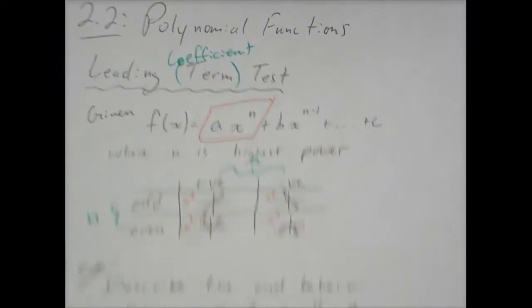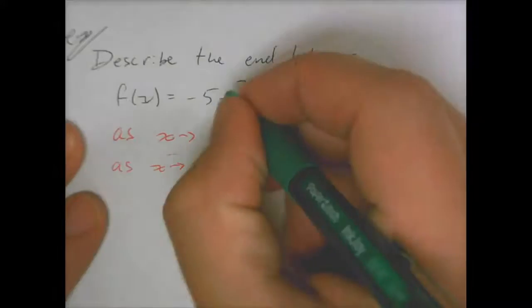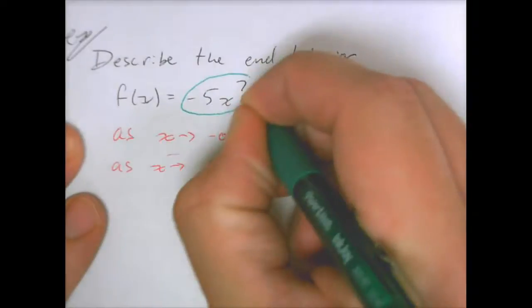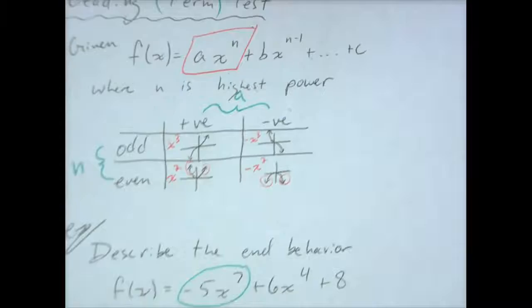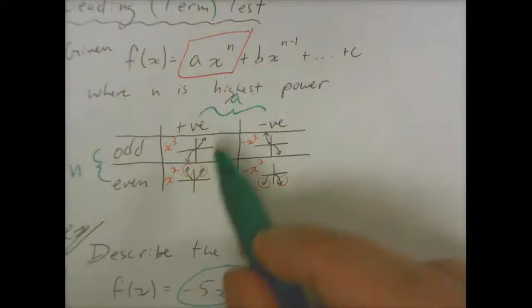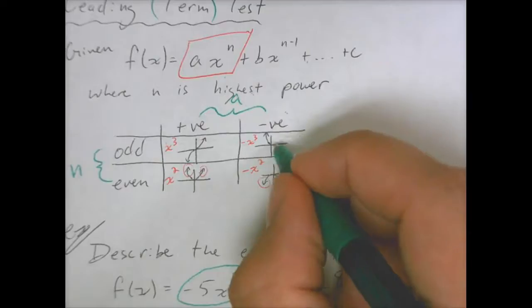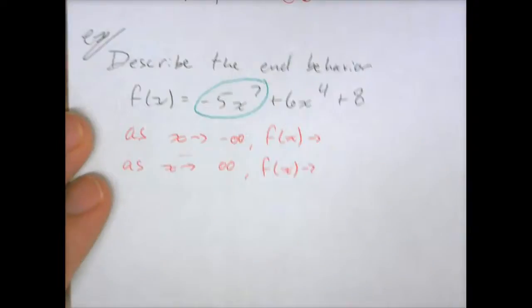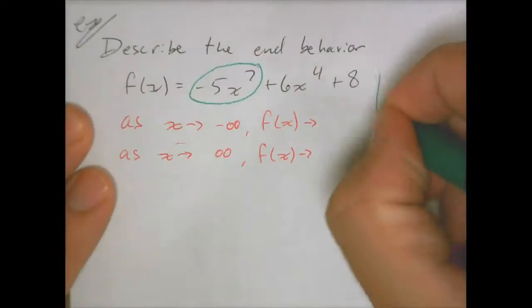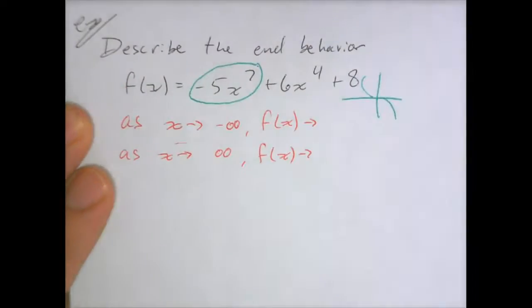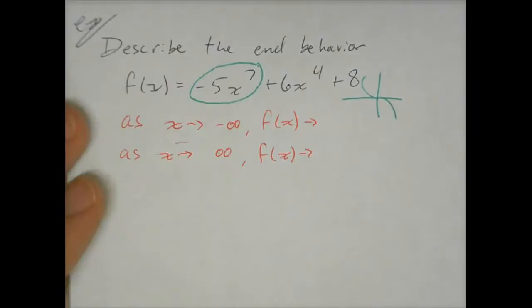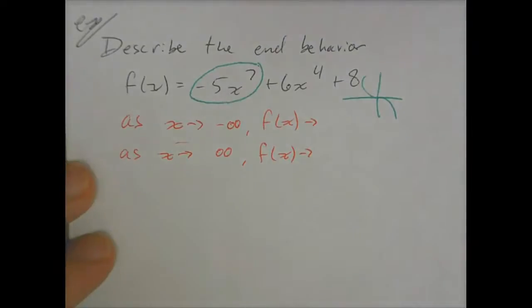Now with our leading term test, I look at the term with the highest power. The term with the highest power is negative 5x to the 7th. Notice on our chart, it is a negative number, and it is odd, so hopefully it will look something like this one here. If we have it odd, it's like the cubic, but it's flipped, so it's something like that in the end behavior. So you don't even have to graph this one. You could if you had a calculator, but why use a calculator if you can just do it way faster in your head?